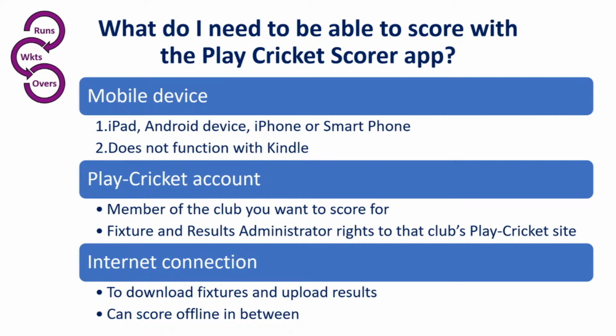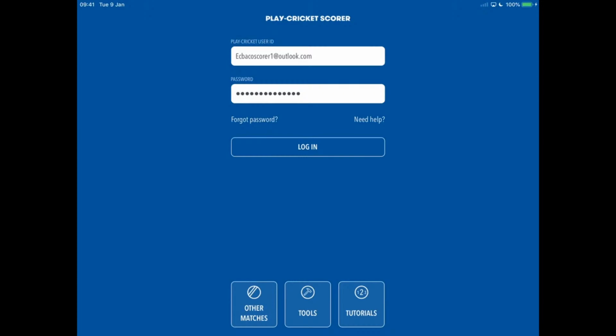So presuming you've got those items, when you open the app on your phone or your tablet, it will show you the login screen, and it's asking for a user ID and a password, and you need to type in your Play Cricket email address and password. So the email address that you use to log into Play Cricket is the one that you use here. That's the user ID. So I'm going to use a training one tonight.